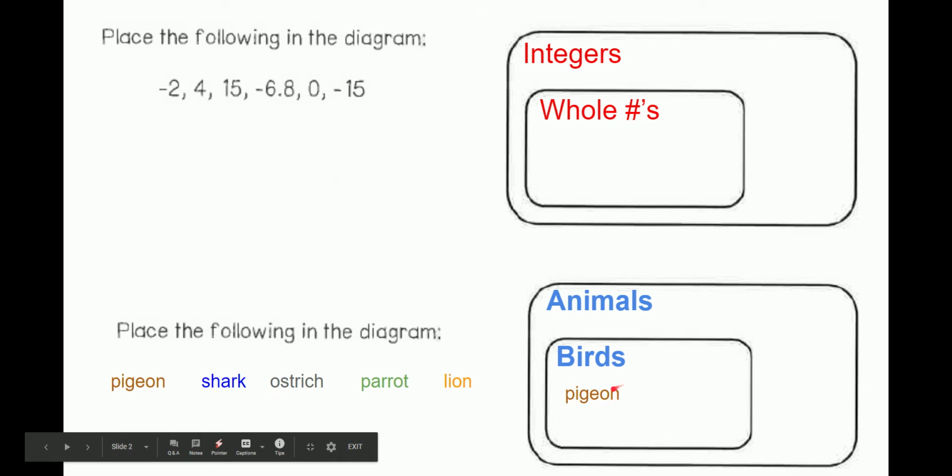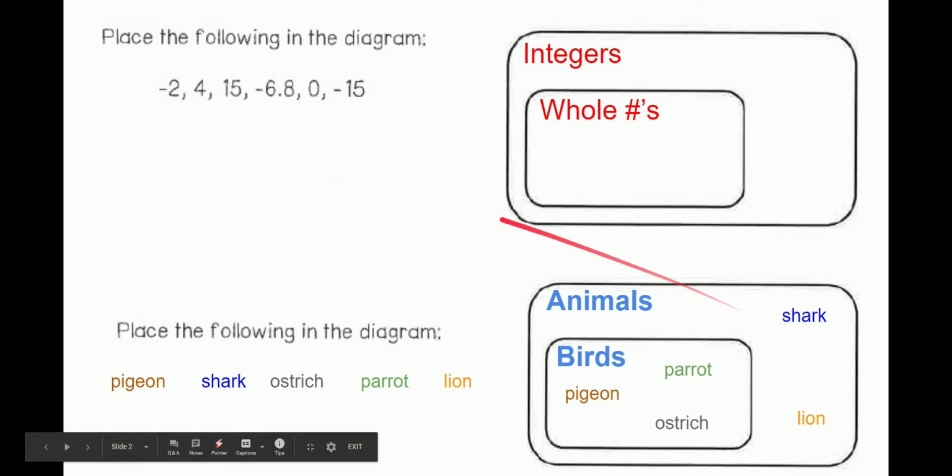A shark, is it a bird? No, it is an animal though. So it's an animal, but not a bird. What about ostrich? It's a bird, which makes it an animal. A parrot, it's also a bird, which makes it an animal. A lion, it is an animal, but it's not a bird. So it doesn't go in the bird box, but it's still an animal.